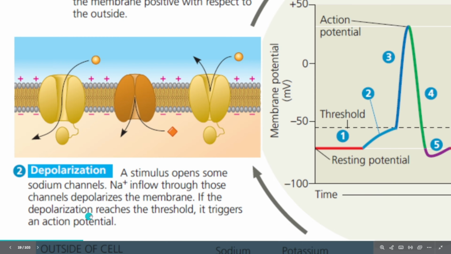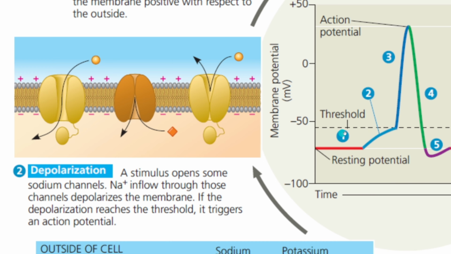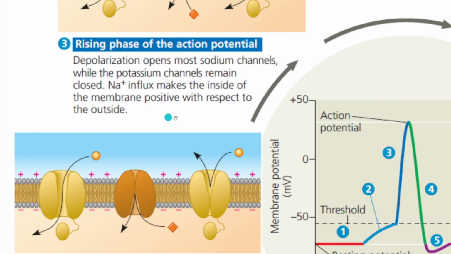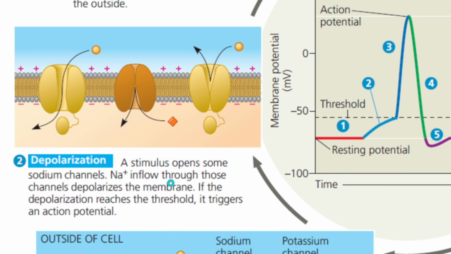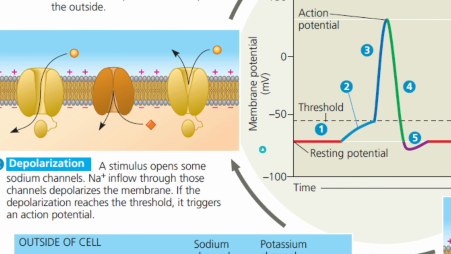And if the depolarization reaches the threshold level, meaning the membrane potential value increases until it reaches the threshold level, it will trigger an action potential. So it will trigger the rising phase. As the sodium ions accumulate, the membrane potential increases until it reaches the threshold level. So what is the exact value of the threshold level? Different types of neuron have different threshold values. In this example, they use negative 48, something like that.